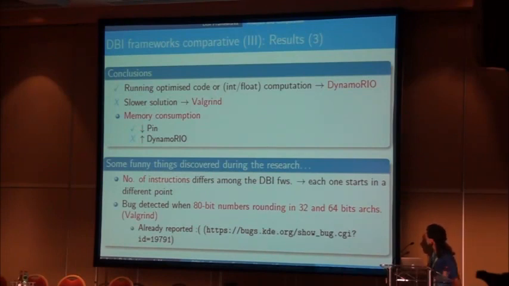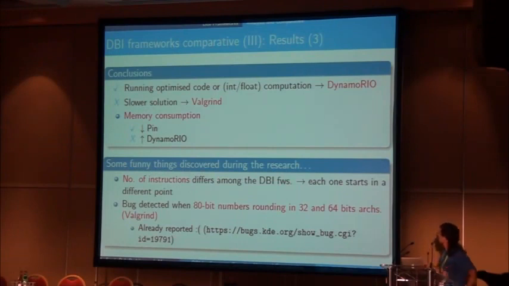Some funny things that we discovered during this research: you would think the number of instructions should be the same. You have the same binary, you are counting the instructions, they should be the same, right? Well, they are not. The number of instructions differs among the DBI frameworks, and this is because each one of them starts to instrument at a different point.